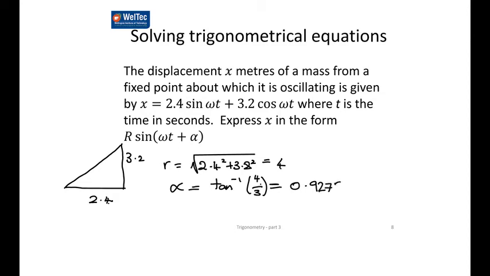So we can rewrite our original expression as being equal to 4 sine omega t plus 0.927.